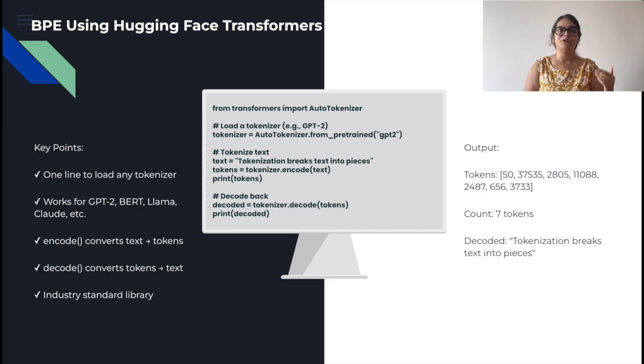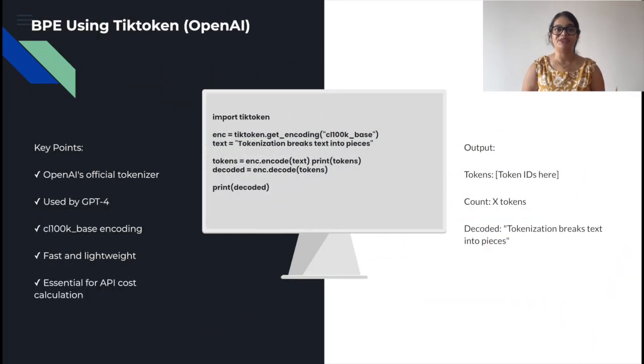And notice you can decode it back. Pass those token IDs to decode and you will get the original text back. Now let's look at TikToken, OpenAI's official tokenizer. This is what powers GPT-4. You import tiktoken, then call get_encoding with cl100k_base. That's GPT-4's encoding. That is 1 lakh base tokens.